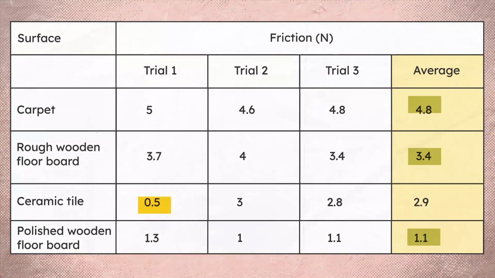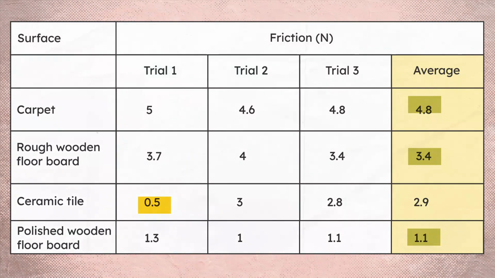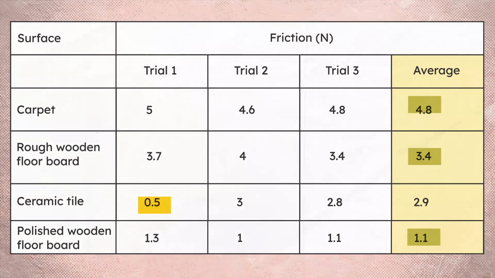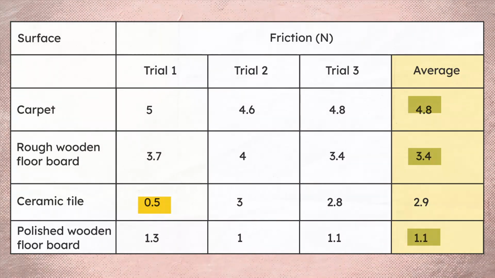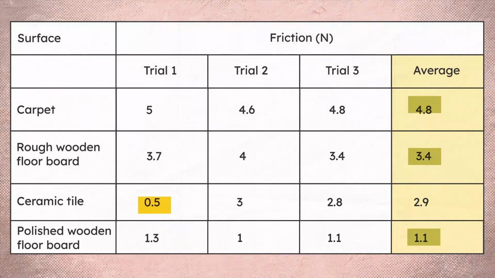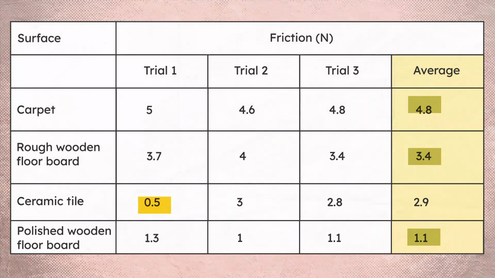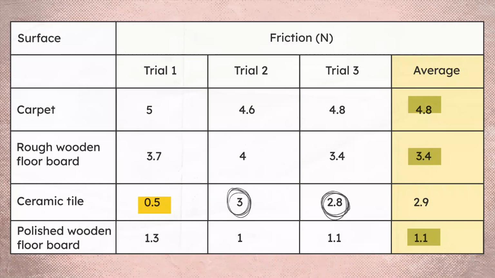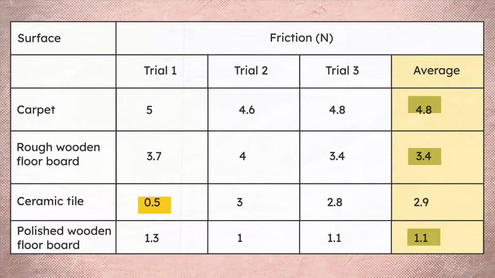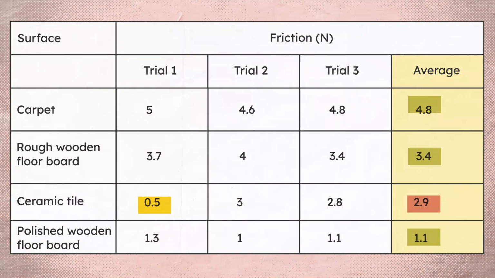For the ceramic tile, we need to take into account the anomaly for trial 1. We ignore it when calculating the mean. We add up all the values and divide that number by the number of values, in this case, 2. Mean equals 3 plus 2.8, all divided by 2. The mean is 2.9 newtons.